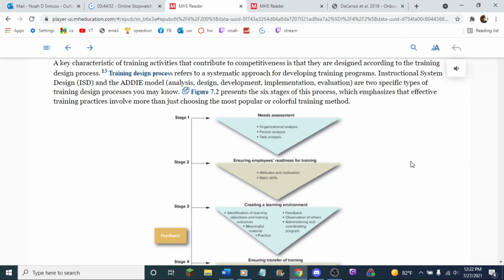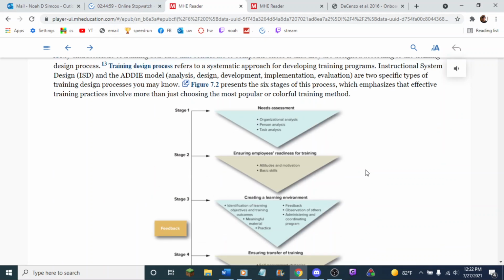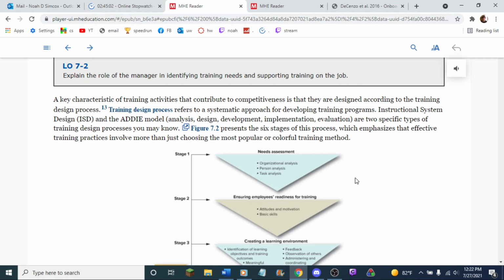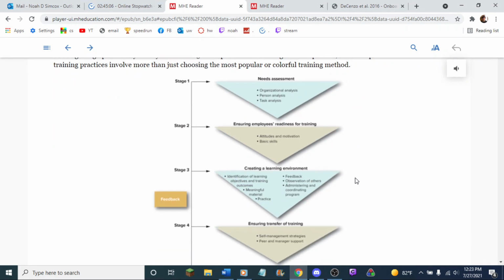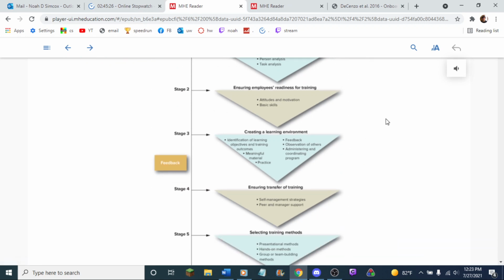Apparently, there are 6 stages to the training design process. First is needs assessment: organizational analysis, person analysis, task analysis. 2 is ensuring employees' readiness for training: attitudes and motivation, basic skills. 3, creating a learning environment: identification of learning objectives and training outcomes, meaningful material, practice, feedback, observation of others, administering and coordinating programs.